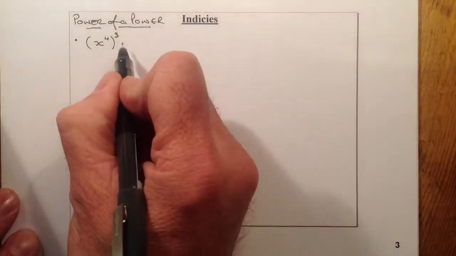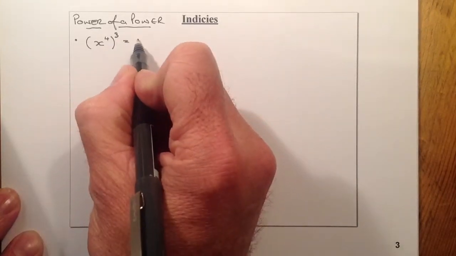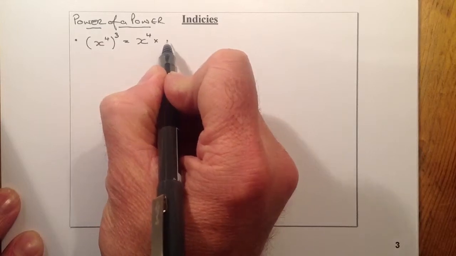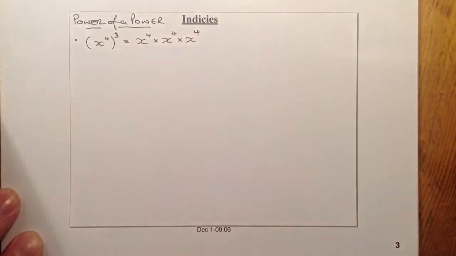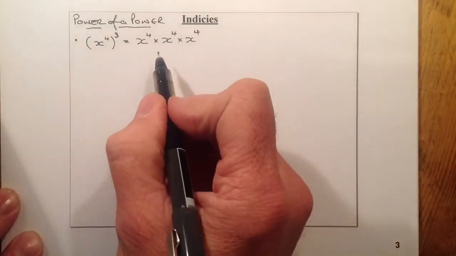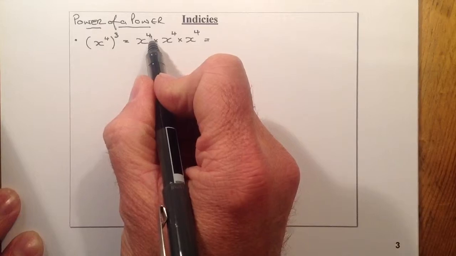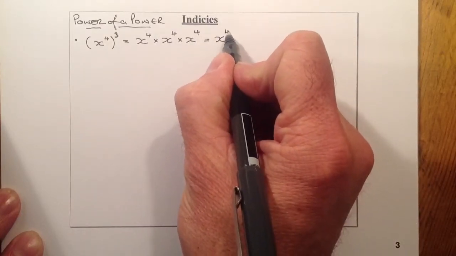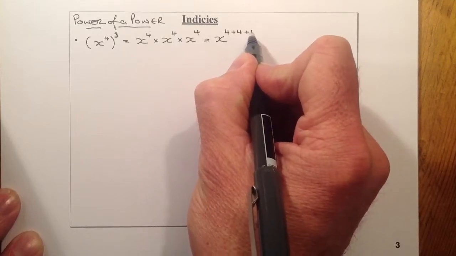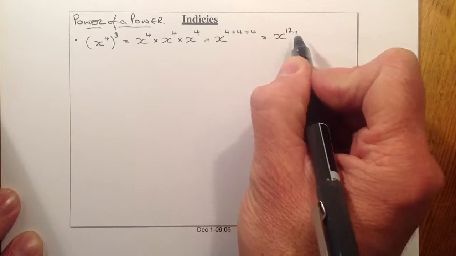Okay, if I write that out in kind of longhand, what I would have is I've got x to the power of 4 times itself again. Okay, and using the multiplication law, what I could do from there is I'd be adding the indices together. So what I would have is x to the power of 4 plus 4 plus 4, and what that should give me at the end will be x to the power of 12.